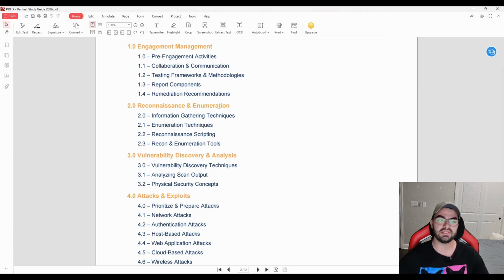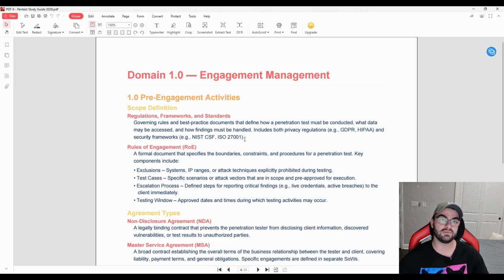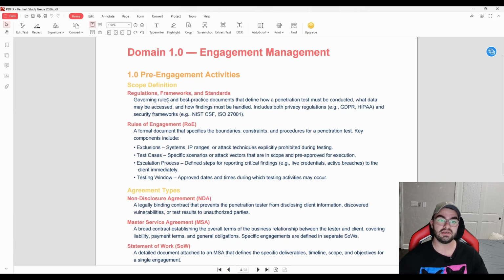If you go through this, again, these are all the domains as well as terms defined from the CompTIA syllabus. You can see here some of the pre-engagement information like the scope, framework, and some legal standards I have defined. And this is a pretty big study guide. You can see it's 38 pages. So this is free for you guys, and I hope it really helps.